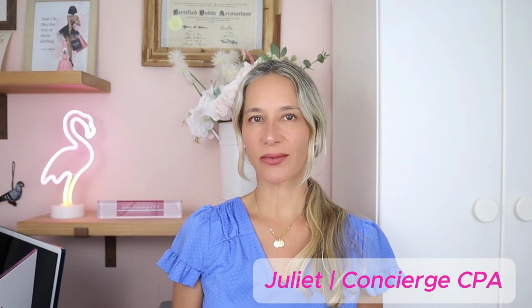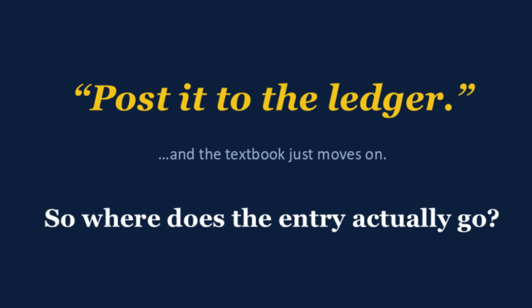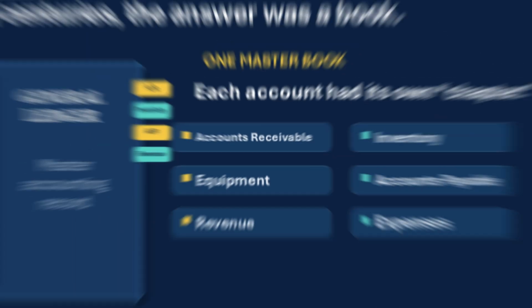You've learned how to record a journal entry. Debits on the left, credits on the right, and then the textbook says five little words, "posted to the ledger," and just moves on. So where does the journal entry actually go, and what happens to it once it gets there? For centuries, the answer was a book.